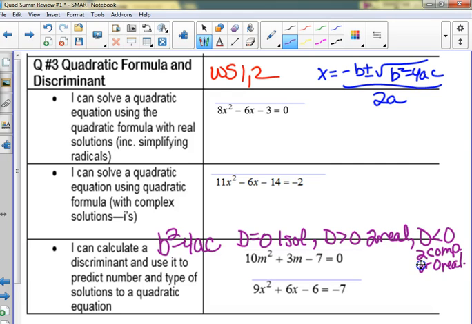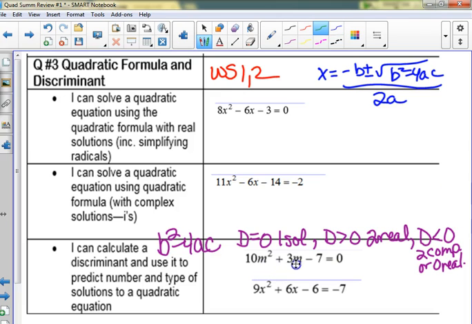It just says on the quiz, state the discriminant and the number and type of solutions. I will take two complex or no real. Does that make sense for that one? I don't care what you do. And if you said two imaginary, that's fine. I'm not going to be picky about the vocab.